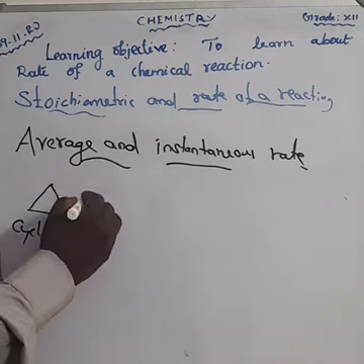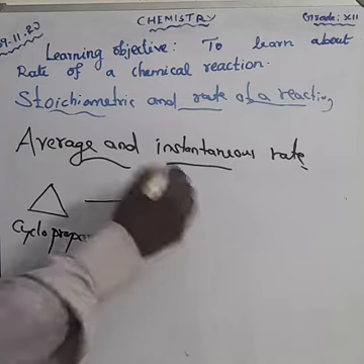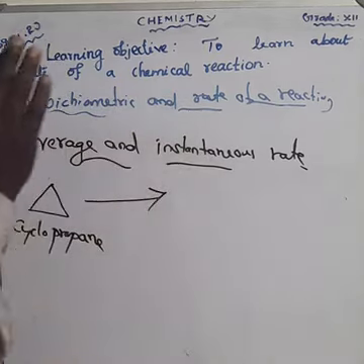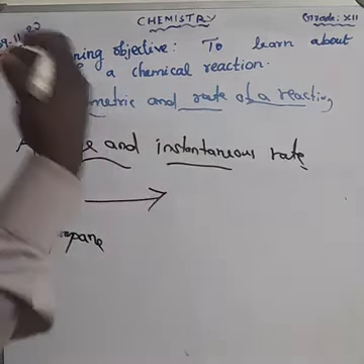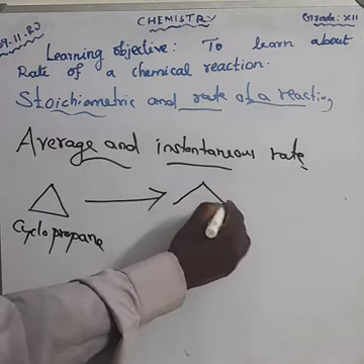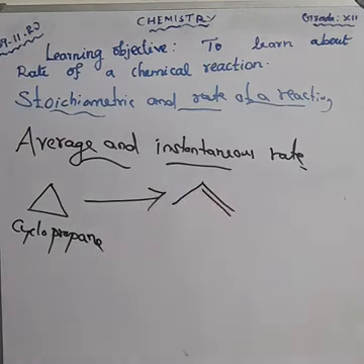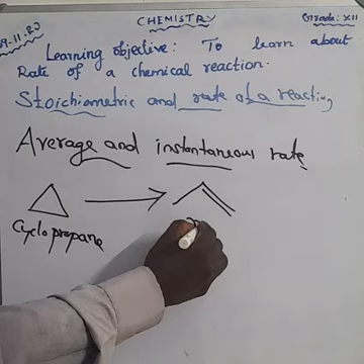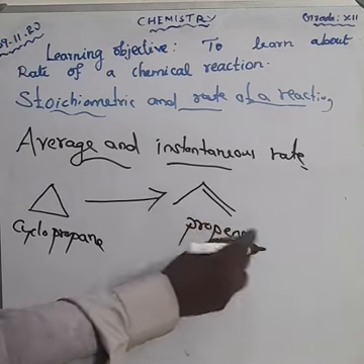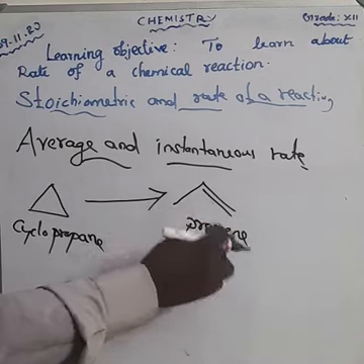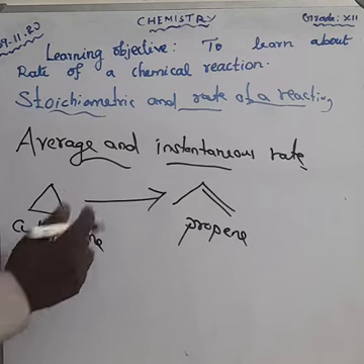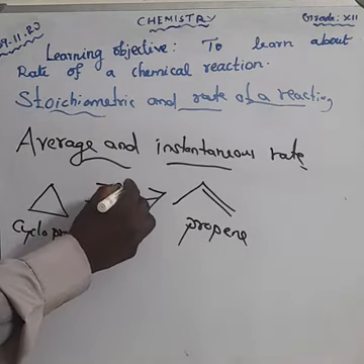Cyclopropane is converted into propene. Okay, propene. E means double bond, and A means single bond. The reaction is at about 7-8 Kelvin.